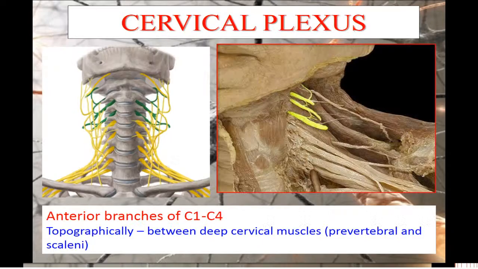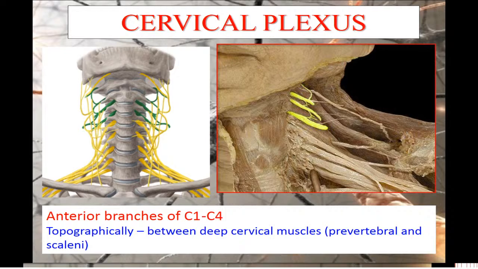And the easiest of the somatic plexuses is the cervical plexus. The cervical plexus is located in the region of the neck and formed by the anterior branches of the upper 4 cervical spinal nerves. It's located between the deep muscles of the neck, between the prevertebral and scalene muscles, anterior to the transverse processes of the cervical vertebrae.